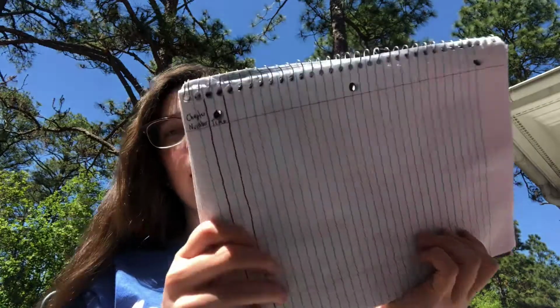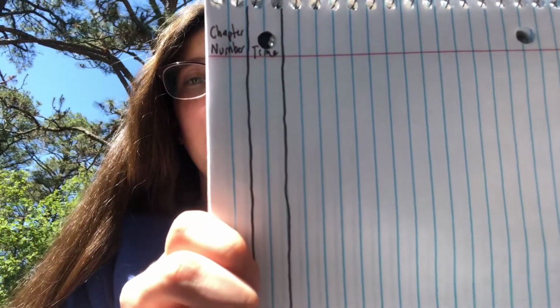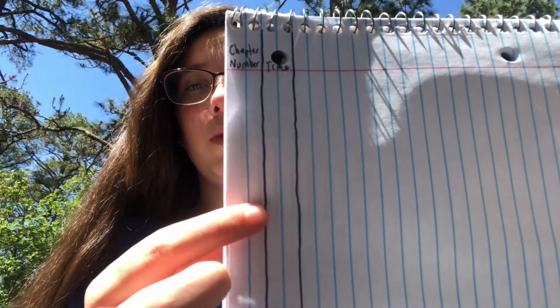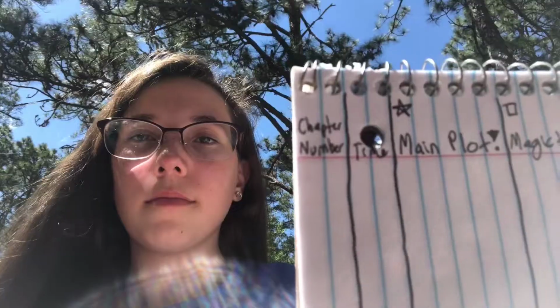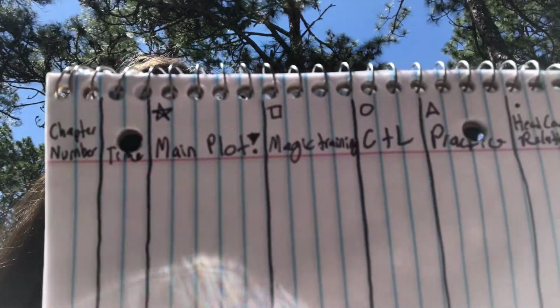The first 2 things are chapter number and time. I have 2 lines for each of them. If you were doing a chapter title, I would probably do that in between these 2 with a little bit more space, but I'm not doing that.